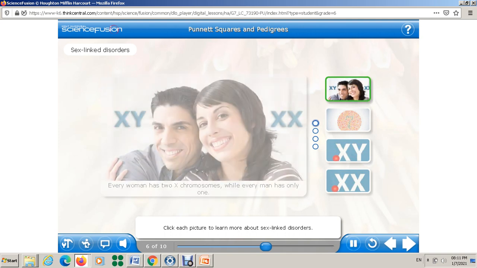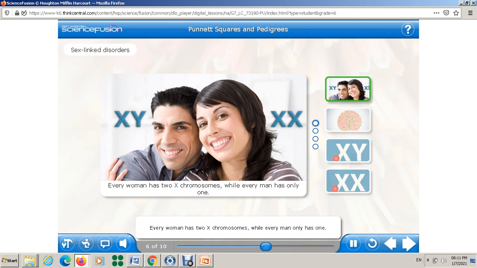Let's start. Every woman has two X chromosomes, while every man has only one. Therefore, females are more likely to be carriers of a sex-linked disorder than to actually have the disorder. For a woman to have a sex-linked disorder, both of her X chromosomes must have the recessive allele. Since males have only one X chromosome inherited from their female parent, they only need one of the recessive alleles to have the sex-linked disorder.